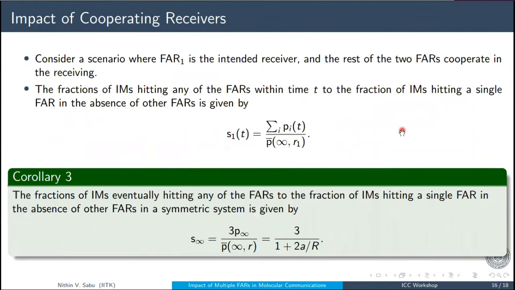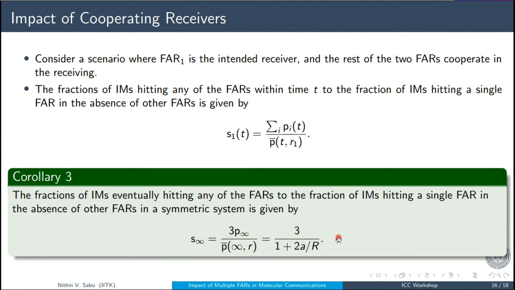Now consider a scenario where FAR1 is the intended receiver and the other two FARs are cooperating with each other. The fraction of IMs hitting any of the FARs within time t to the fraction hitting a single FAR in the absence of other FARs is given by S1 of t equal to summation of P i of t divided by P bar of t, comma R1. Now when we substitute t tends to infinity, we get the fraction of IMs eventually hitting any of the FARs to the fraction of IMs hitting a single FAR in the absence of other FARs. In the symmetric case, that is S of infinity is equal to 3P infinity divided by P bar of infinity, R, which gives 3 by 1 plus 2A by R.